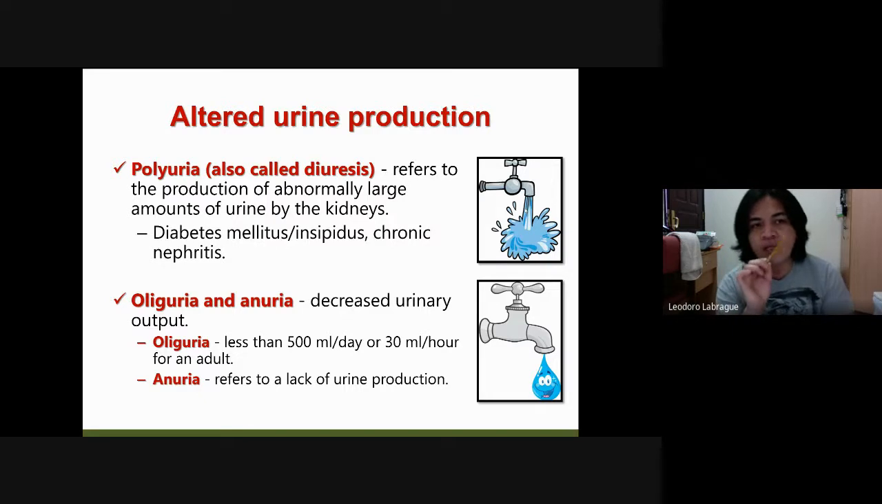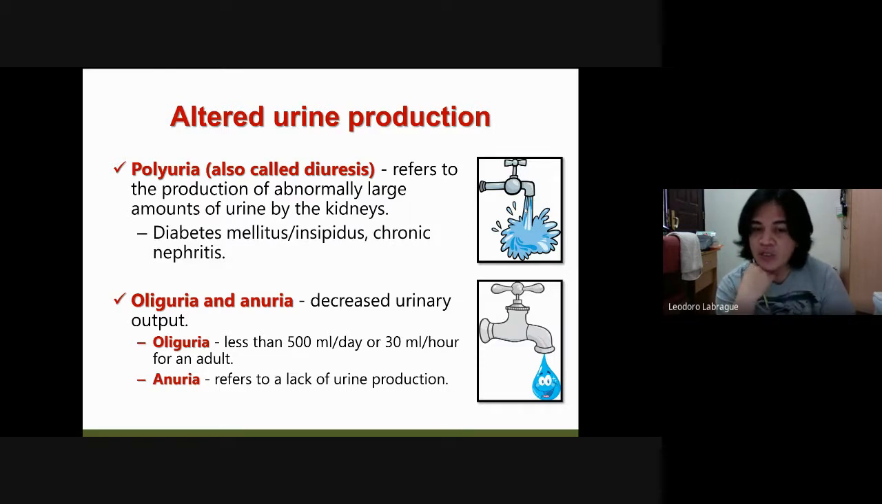From the word itself, poly means multiple, several times. Uria means urine. So by the word itself, polyuria means what? Production of abnormally large amounts of urine by the kidneys.